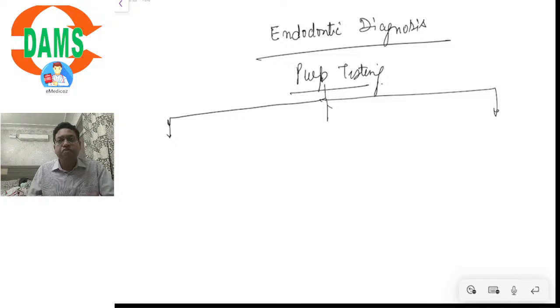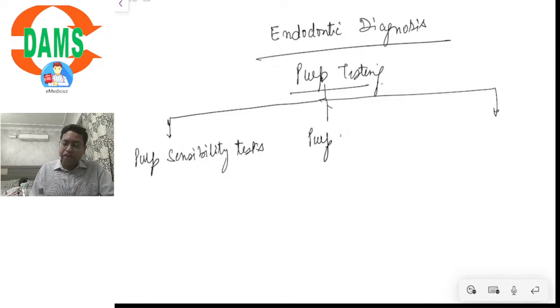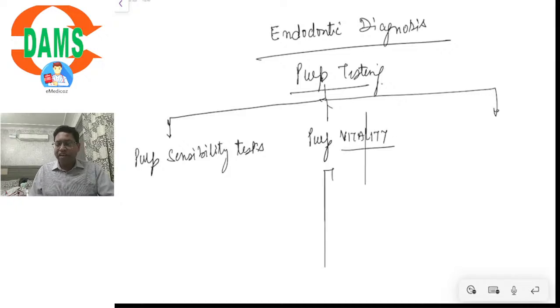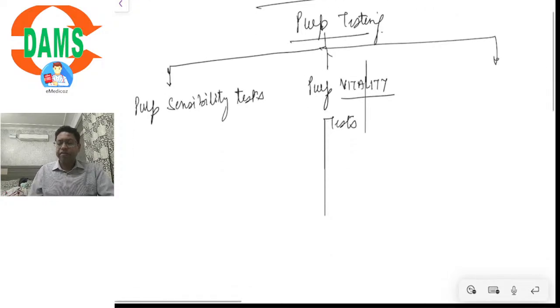The most common ones used in the clinical setting are the pulp sensibility tests. The second ones are the pulp vitality tests. And the third ones are the special tests, certain special tests that we employ for diagnosing the pulpal condition.